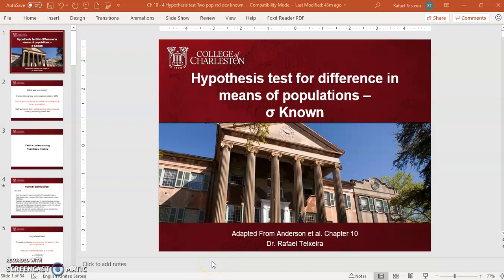Hi, this video is to talk about hypothesis test for difference in means of two populations when I know the population standard deviation. This is chapter 10. This hypothesis test is different than confidence interval or interval estimate.